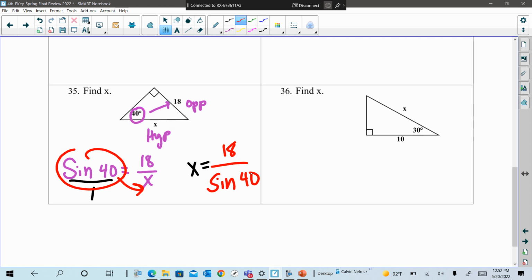Just make sure your calculator is in degree mode. I will remind you on the test, and the test will remind you as well. The mode button is next to the blue button. And then make sure degree is highlighted.